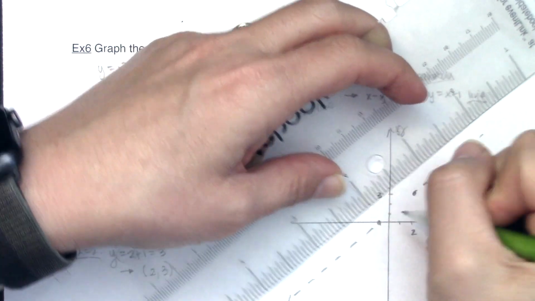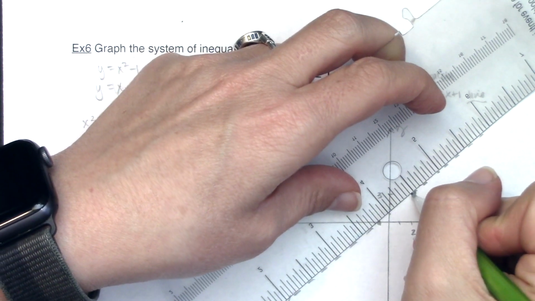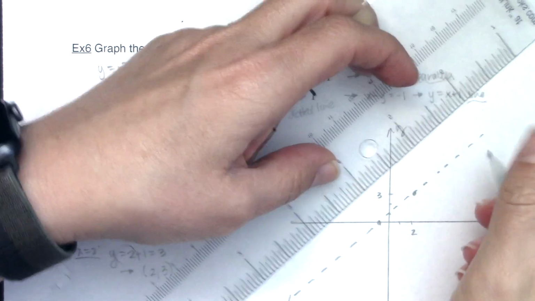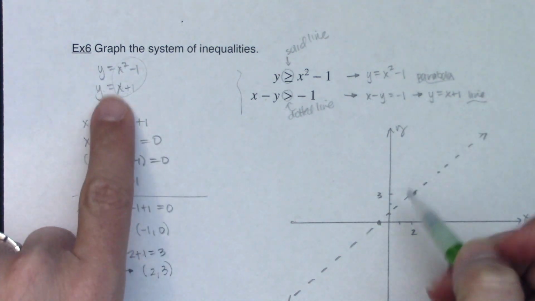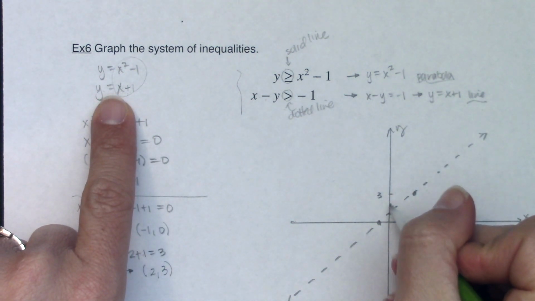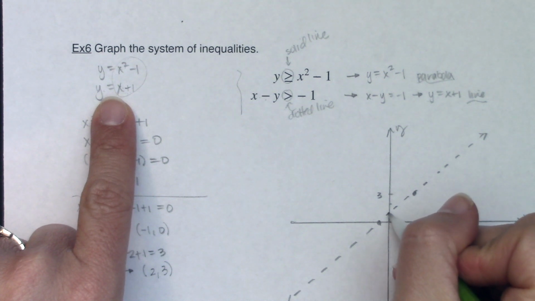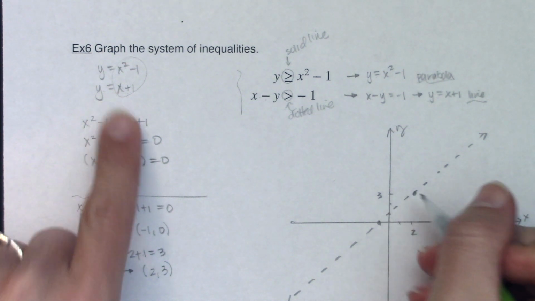Oops, I guess I didn't dot in the middle. Give me a moment. Okay, there we go. And it does have this line, right? x plus 1 has a y-intercept of 1 and a slope of 1. So I start at (0, 1), up 1 over 1, up 1 over 1.